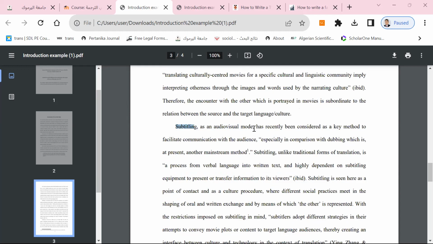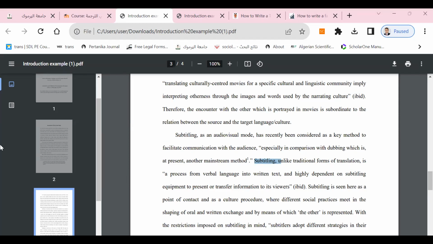Subtitling as an audiovisual mode has recently been considered as a key method to facilitate communication with the audience, especially in comparison with dubbing, which is at present another mainstream method. Subtitling, unlike traditional forms of translation, is a process. Now, this is a new terminology, a new concept, so the author should provide us with the definition of subtitling. What is subtitling? A process from verbal language into written text, etc., and highly dependent on subtitling equipment to present or transfer information to its viewer. Now, again, he needs more clarification. He should provide more information about subtitling.